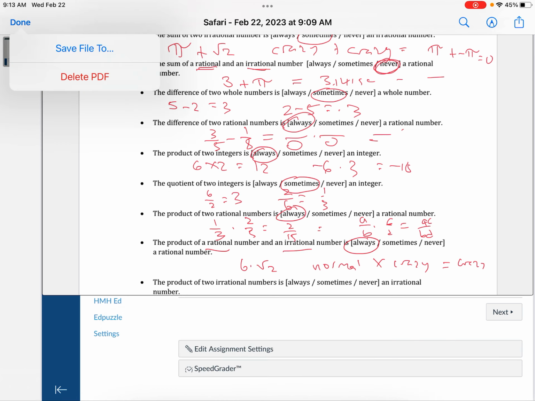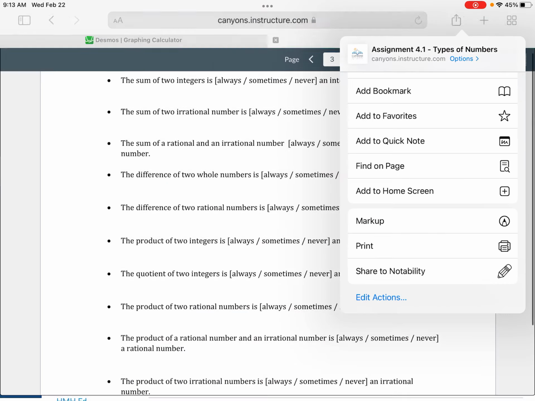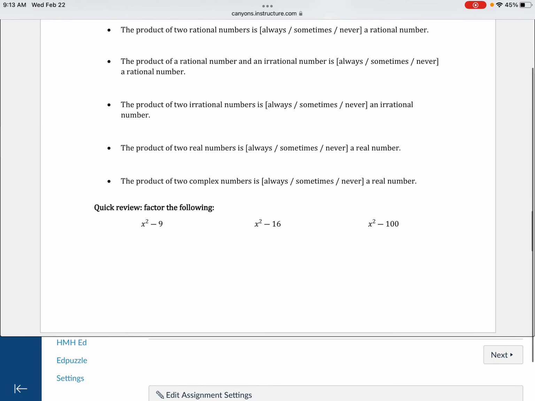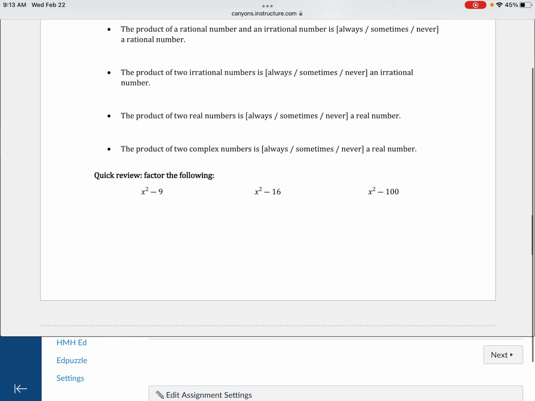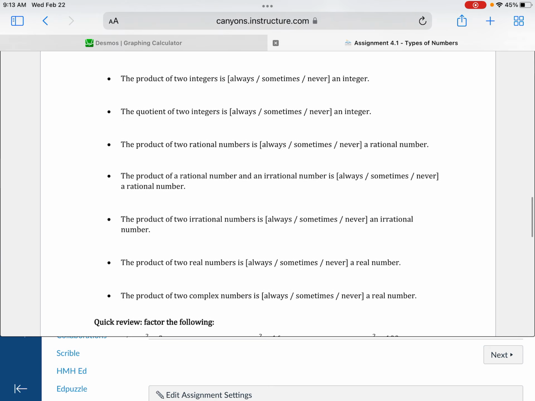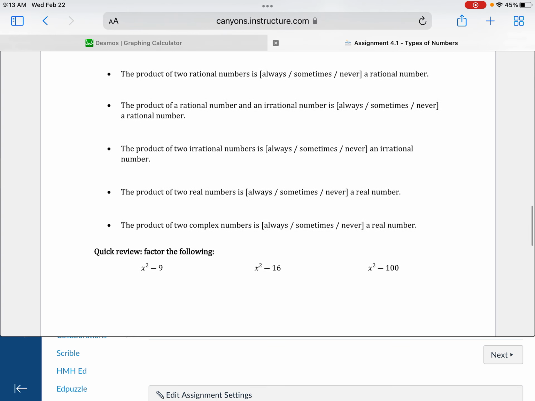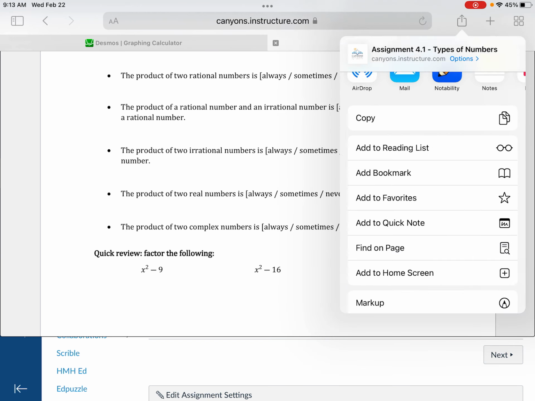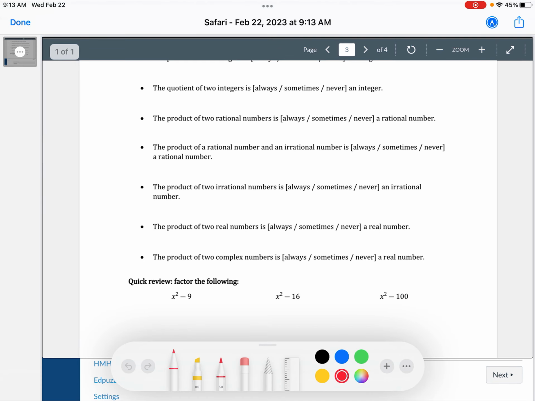Okay, let me scroll down here. Okay, let's talk about these last couple here. Okay. The product of this one.